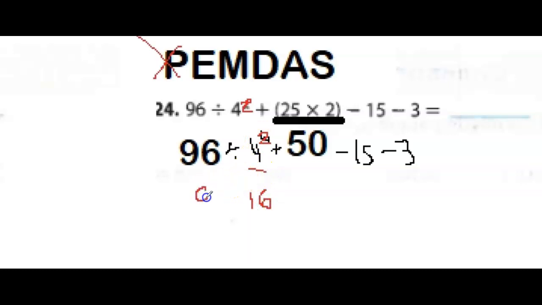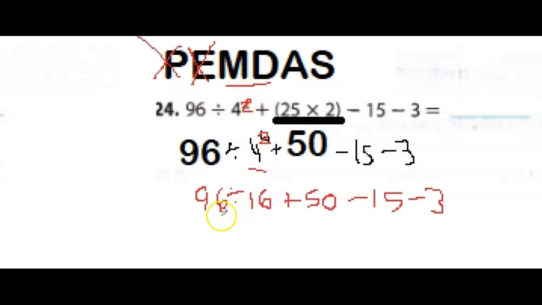I'm going to bring everything back down. 96 divided by 16 plus 50 minus 15 minus 3. Okay, so now, do I have any more exponents? I don't, so I'm going to cross this off. And I'm going to go back. Do I have any multiplication or division? Remember, these are the same, so whichever shows up first. Well, this one shows up first, so I'm doing that first.